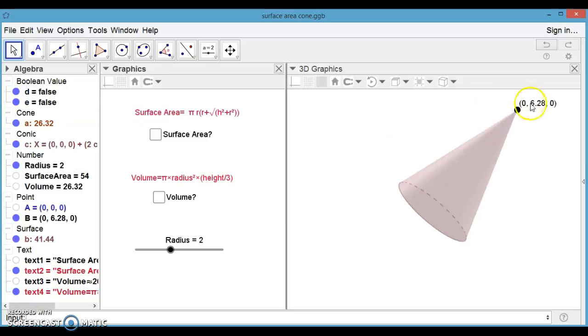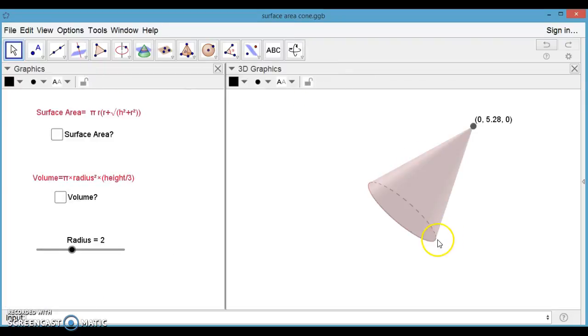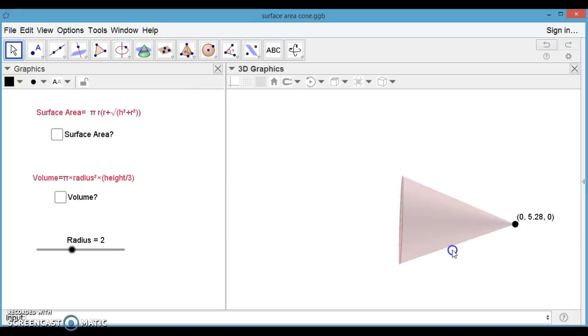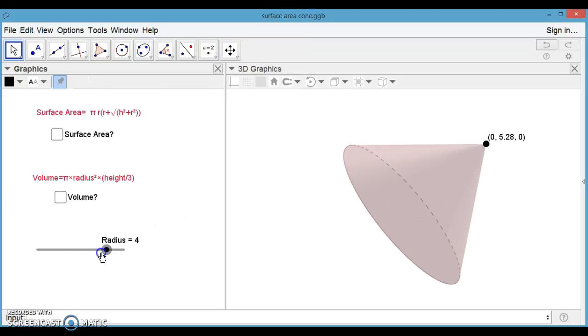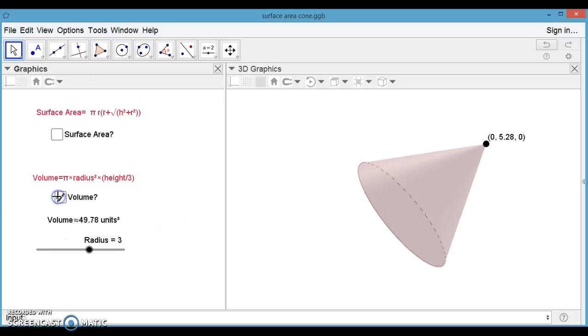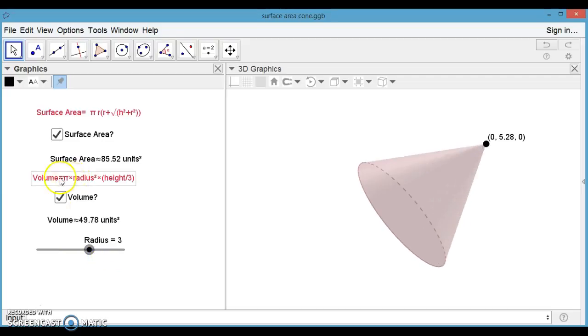Next is the cone. Once again, I couldn't figure out how to do a slider for the height, so just manipulate it by dragging the point. And once again, you can't do anything else except just drag it around the screen. But you can manipulate it, check it. I have the equations. So there's that. Okay.